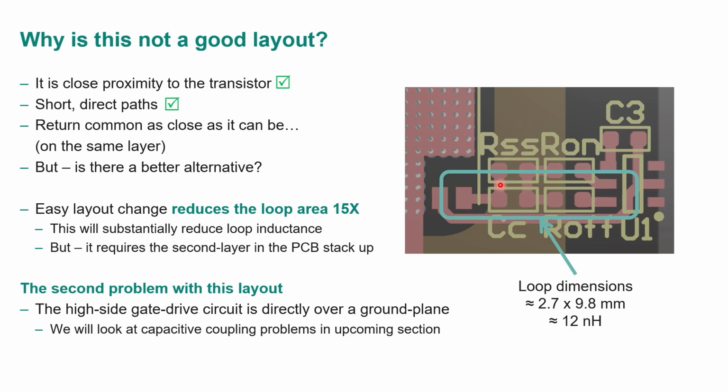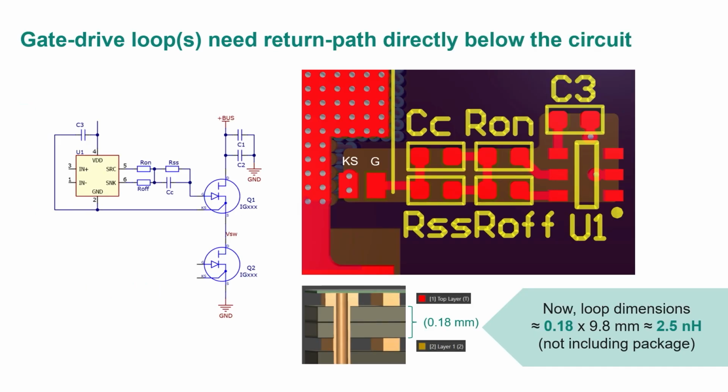So let's get rid of that ground and use this space instead for my gate drive return path. Now layer 2, you can see here, is a plane. It's a copper pour underneath the entire gate drive circuit. And it's only 0.18 millimeter, right? Not 2.5, it's 0.2. So this is where I get the big benefit.